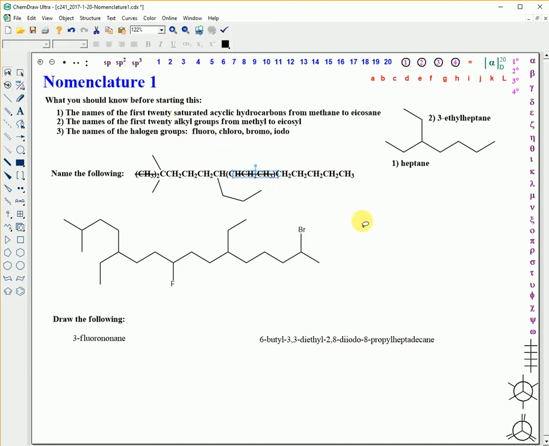Numbering the chain. Always choose to number the chain so that the first group is on the lowest possible number. If I had started from this end, that would be in error. I will prove why.